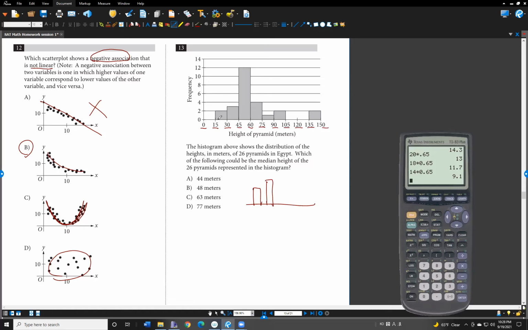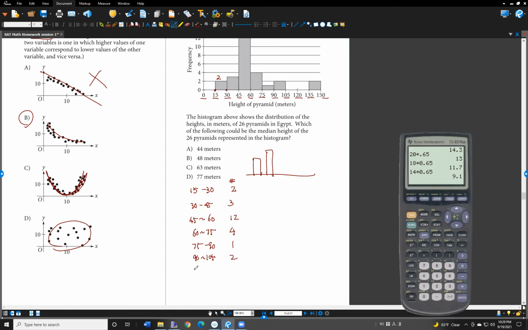Okay, this is height. Between 15 to 30 height, we have 2 pyramids there. And write down 15. Oh, okay, we gotta go slow. Over here, 2 pyramids. That is the number of pyramids. The next one, 30 to 45, 3 pyramids. 45 to 60, in this case, there are 12 pyramids there, and 60 to 75 is 4, and 75 to 90 is 1. 90 to 105 equals 2 pyramids there, and 135 to 150, 2 pyramids.